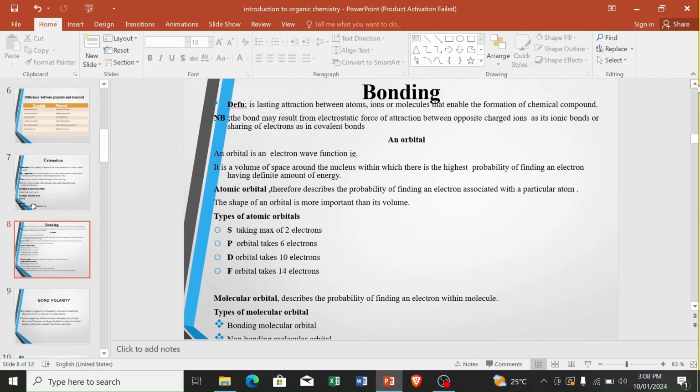Bonding is the lasting attraction between atoms, ions, or molecules that enables the formation of a chemical compound. Different atoms, ions, molecules, elements bond to form a chemical compound. A compound is a combination that has atoms, ions, molecules in it. So that is what bonding is, lasting attraction. This attraction can be either ionic, covalent, dative, or metallic. Metallic is different and it has its characteristics.